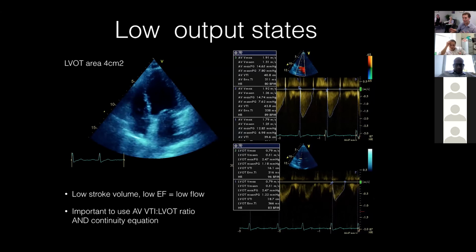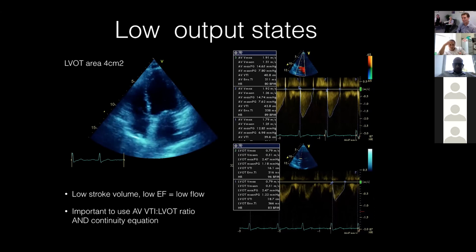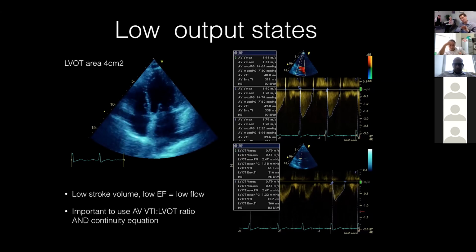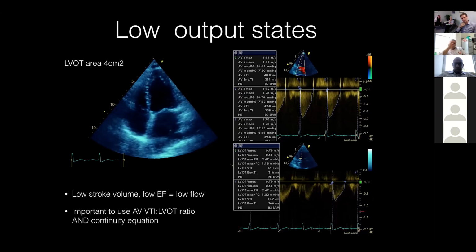So what does that mean? It means that you've got to do your calculations to try and work out your valve area. Or my favorite one is using the dimensionless severity index. So you just compare the VTI from the LVOT and the VTI from the aortic valve. And if it's less than 25, that points to severe. You've got to have accurate measurements to do that. Okay. So that'll be the first one to get wrong.